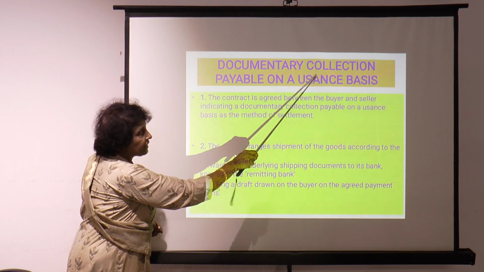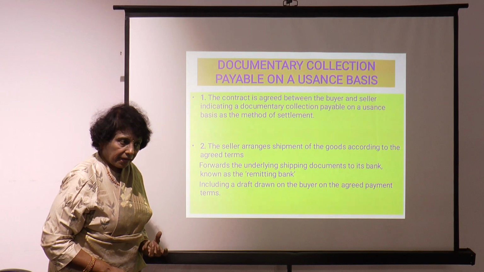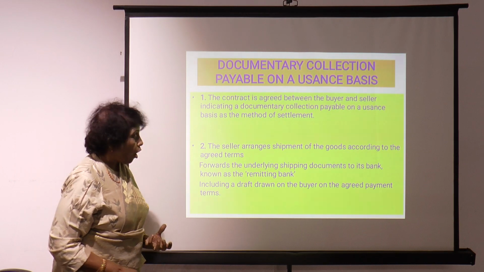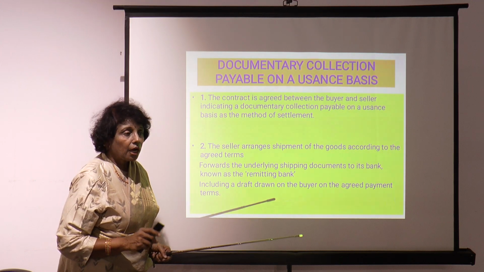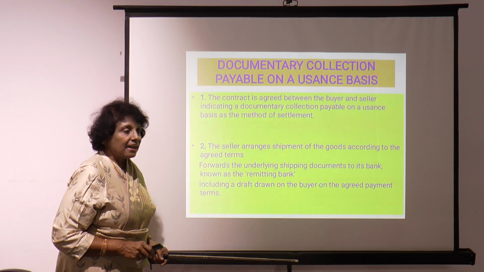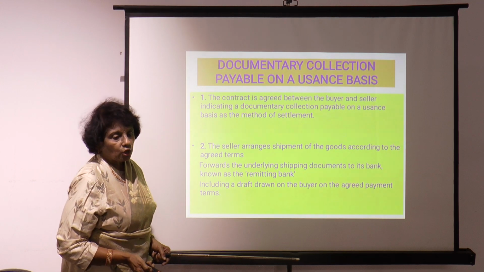That is why it is called usance. Why is it known as usance? There is a tenor. Tenor is a time. So there is a draft drawn on the buyer on the agreed payment terms. So this is the difference between sight and usance. Documentary collection on sight, documentary collection on usance.